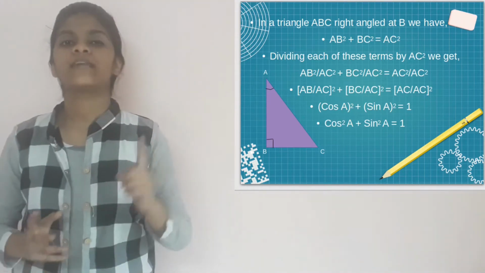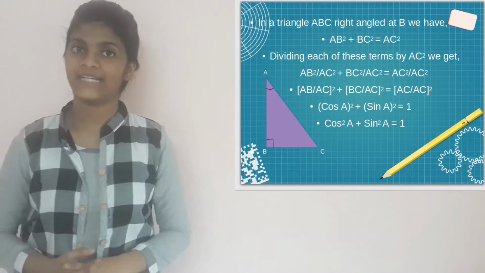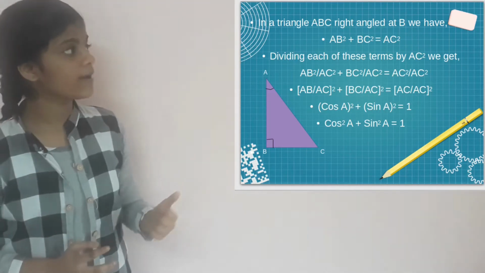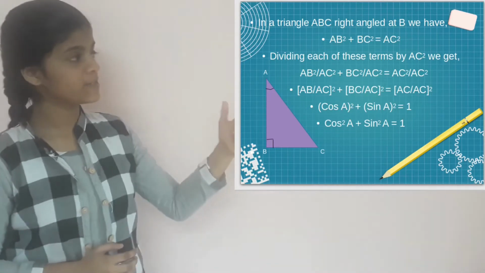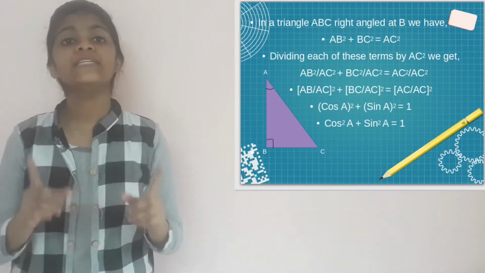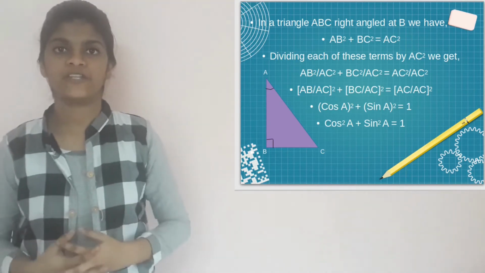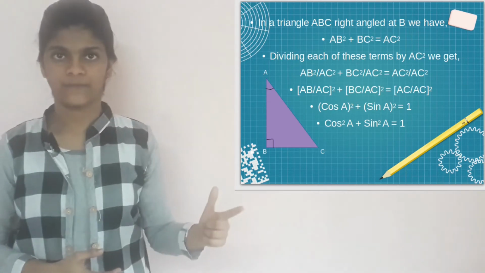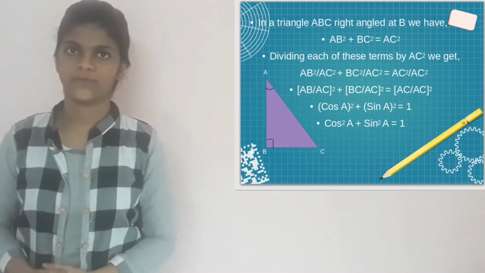So to prove the first identity, let us divide each of these terms by AC square so that the equation changes to AB square by AC square plus BC square by AC square is equal to AC square by AC square. Now if we take square common for both numerator and denominator, the equation again changes to (AB by AC) the whole square plus (BC by AC) the whole square is equal to (AC by AC) the whole square.